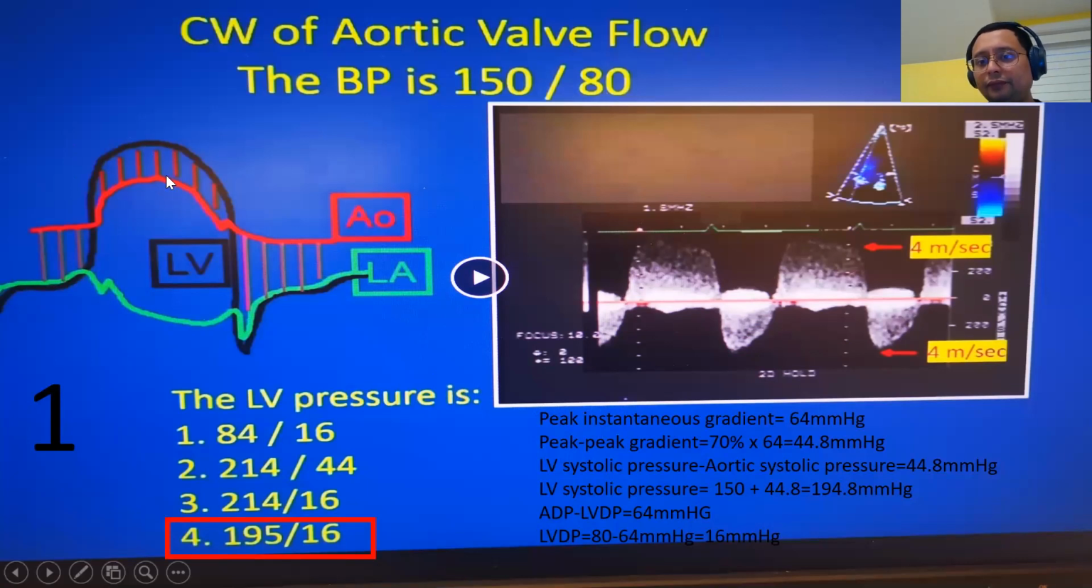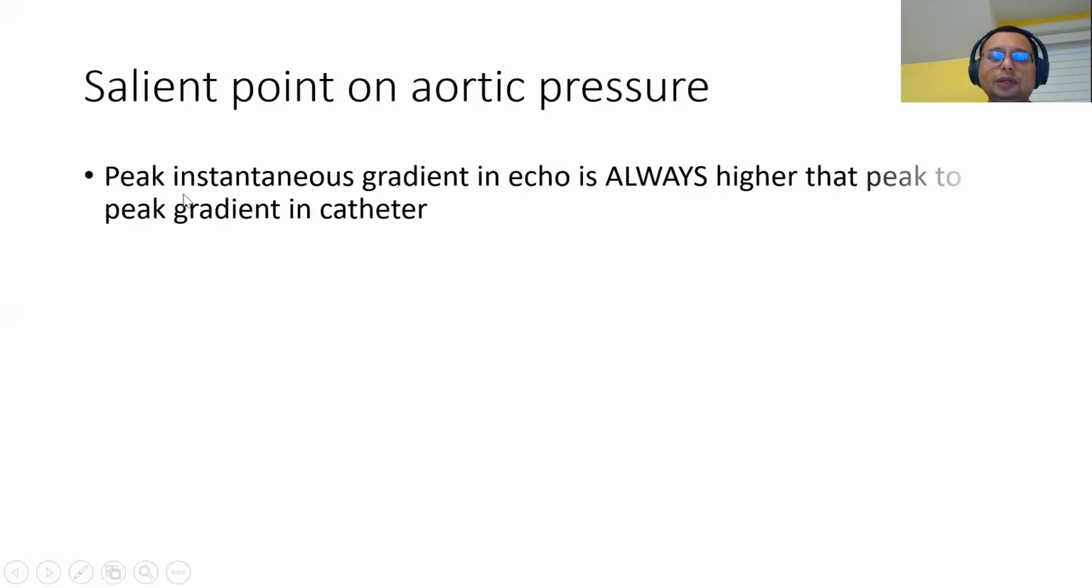is the highest, okay? But if you use a catheter, one in the left ventricle and one in the aorta, what you are measuring is peak to peak, meaning the highest point of the LV pressure here and the highest point of the aortic pressure here, and then you subtract the two. So peak instantaneous gradient, because it is the biggest distance between these two, is always higher than peak to peak gradient. I will repeat one more time: the peak instantaneous gradient in echo is always higher than peak to peak gradient in catheter.